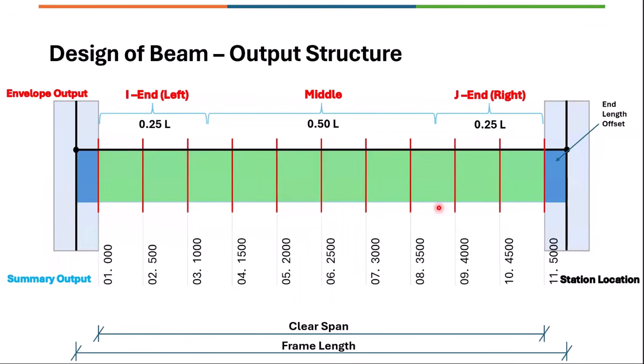So to summarize all those, I have put it in a schematic way that you're going to get a top level envelope, which is the I end, middle, and J end, left, middle, and right. So 0.25 L for the end zones and 0.5 L for the middle zone. That can be multiple section locations like this. And then within that, whichever is giving the maximum, that will be reported for the envelope in each respective zone.